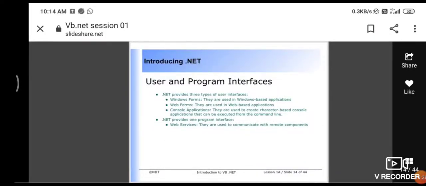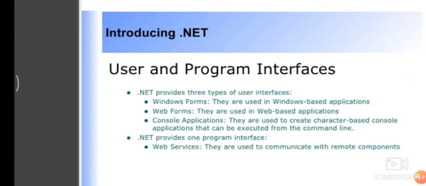User and program interfaces is one of the important parts of the .NET framework. Means the Windows forms, web forms, and the console applications. So basically, .NET provides three types of user interfaces. Windows forms are used in Windows-based applications. Suppose you are developing any system for a Windows-based application, so you can use the Windows forms application framework using VB.NET. Web forms, and console applications are used to create character-based console applications that can be executed from the command line. And .NET also provides one program interface, the web services, which are used to communicate with the remote components.